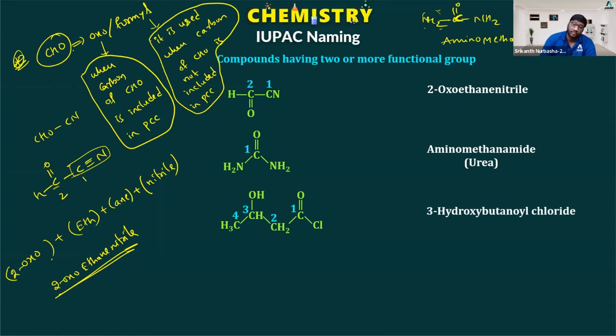That is going to be the right name because C double bond O Cl is nothing but your oyl halide. So oyl chloride is there, and it is just 4 carbons. So butanoyl chloride, and on the third carbon you have hydroxy. So 3 hydroxy butanoyl chloride. Is that clear, students? Is everything clear? Yes, sir.